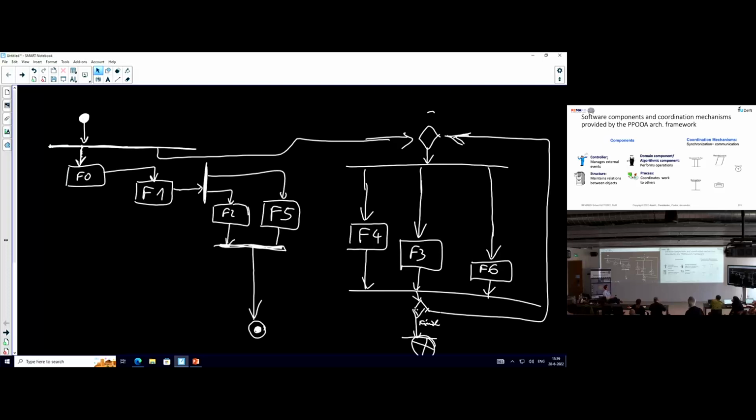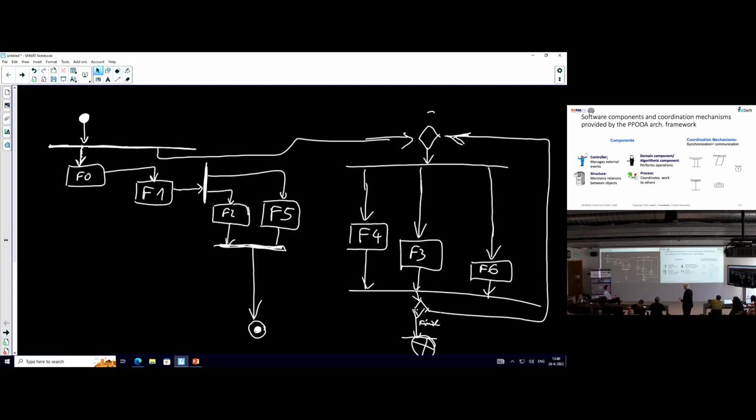ppoa, as a framework, has building elements, as ROS does. You have a robotic framework that is called ROS. I have a framework that is called ppoa. We have components and coordination mechanisms. Components are typical software components. Domain components are passive components, a structure, a list of things, or descriptions. Or we have active components.